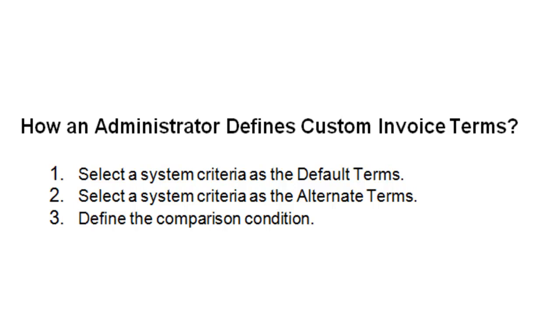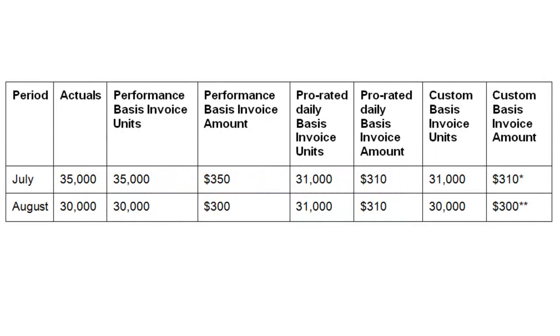And third, the administrator can define the comparison condition, using the operator less than, greater than, or within, along with a percentage threshold. The percentage combined with the operator defines the condition in which the default invoice amount is selected over the alternative invoice amount. The following example shows a case where a business chose to add custom invoice terms.